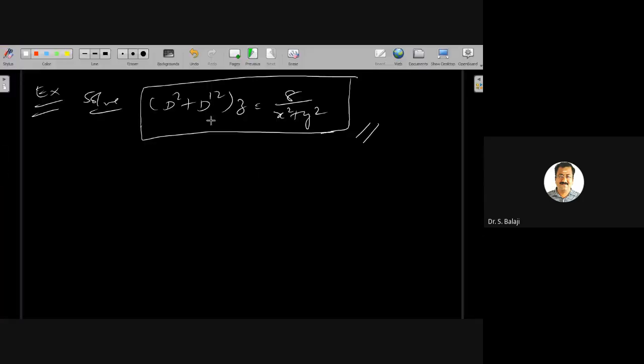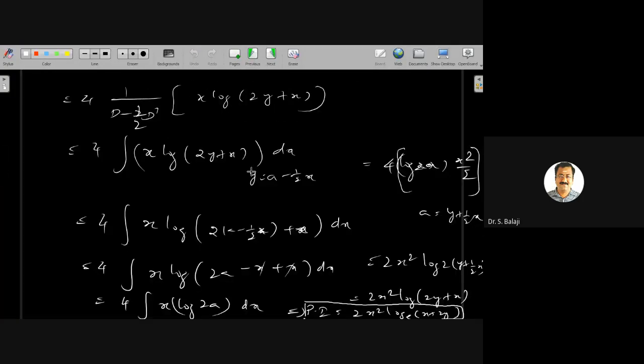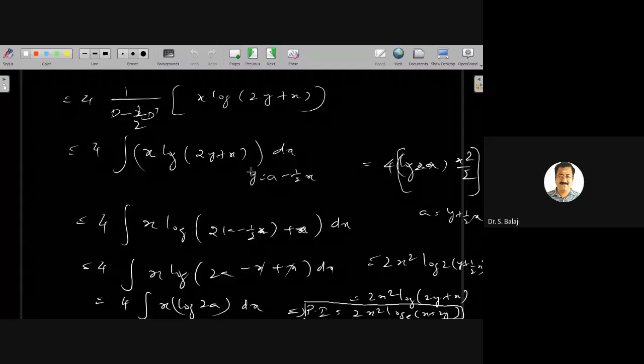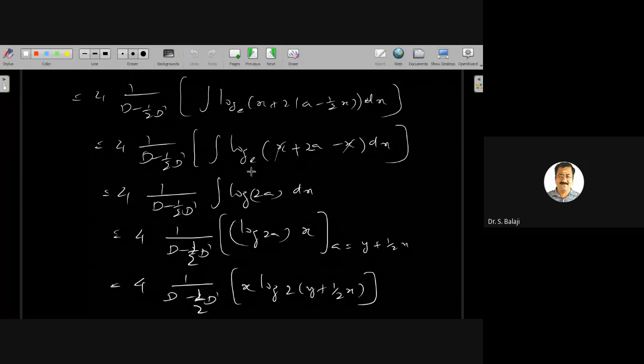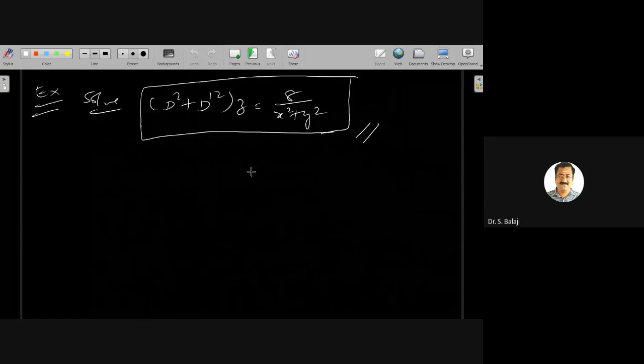Previous problem is over for all of you. For the previous problem you have to get the answer as 2x square logarithm of x plus 2y. And this is d square plus d dash square of z equal to 8 divided by x square plus y square.